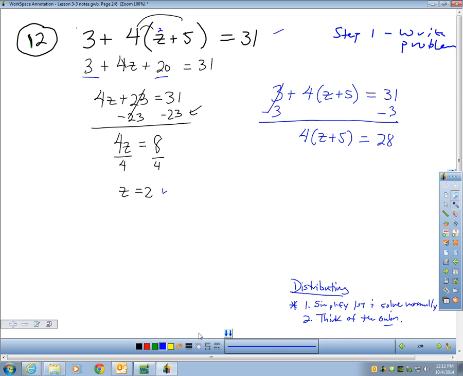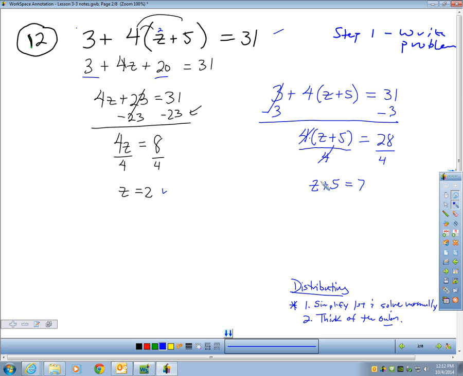Okay, now let me redraw the onion again so we can see it. Inside layer, plus 5 is the next layer. This times 4 is the outside layer. I got to get rid of times 4. Well, to get rid of times 4, I would have to divide by 4. So let me divide the left side by 4 and the right side by 4. So when I do that, you notice times 4 and divide by 4 cancel out. So I get Z plus 5 on the left, and 28 divided by 4 is 7 on the right.